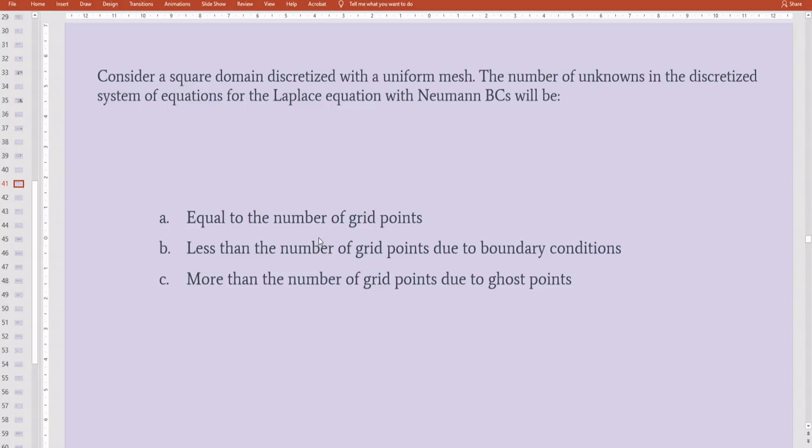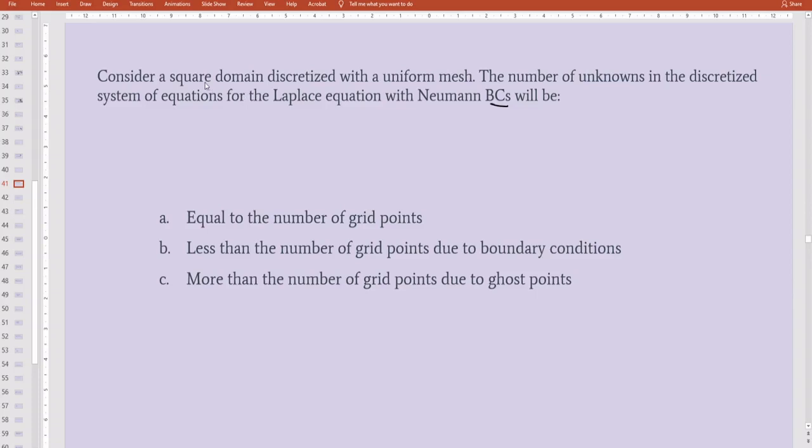Next question. Consider a square domain discretized with uniform mesh. So here also delta x is equal to delta y. The question is the number of unknowns in the discretized system of equations for the Laplace equation with Neumann boundary conditions, BC being boundary condition.